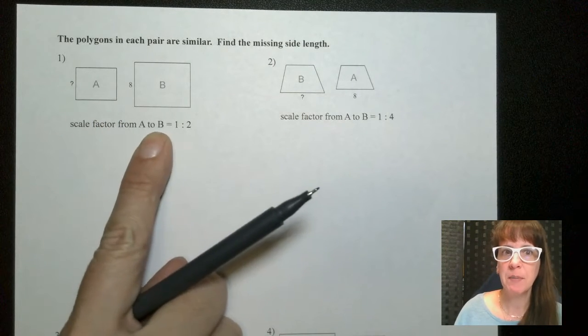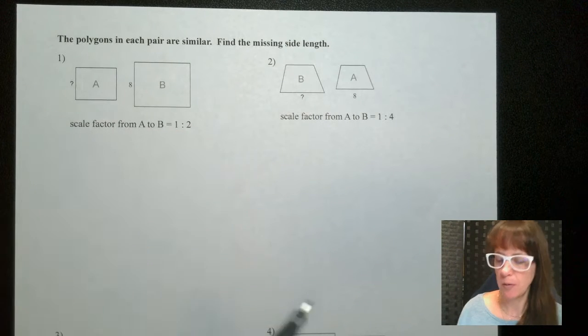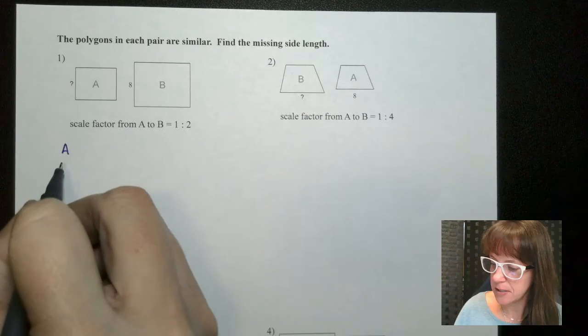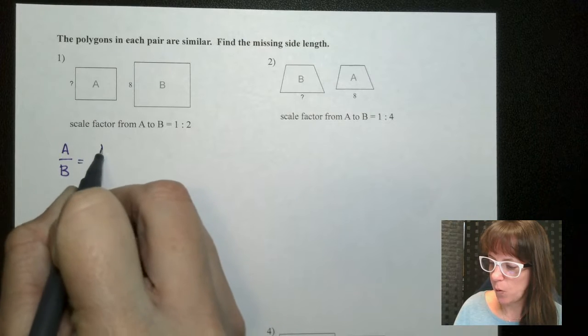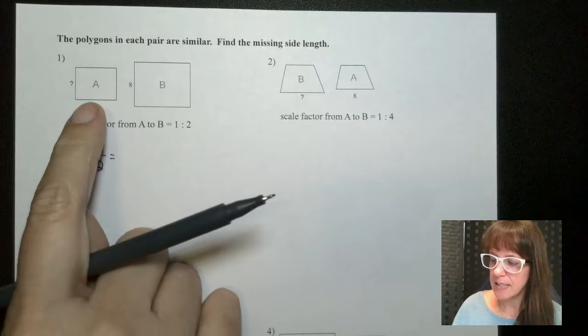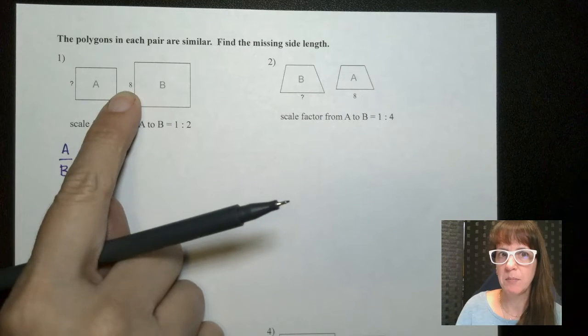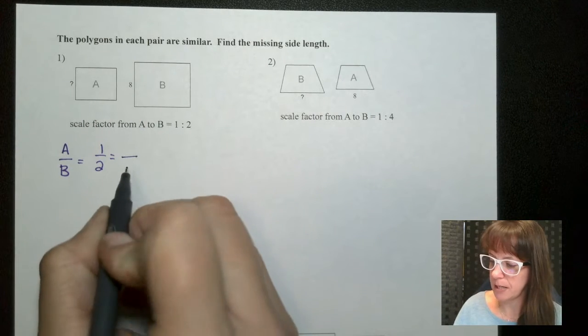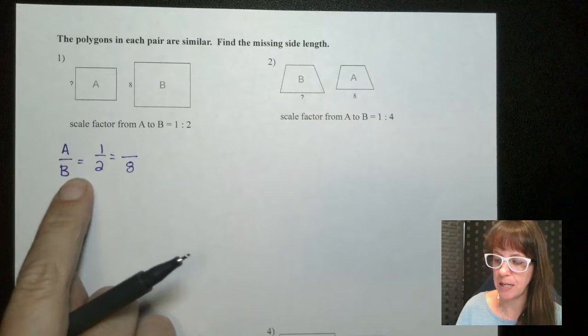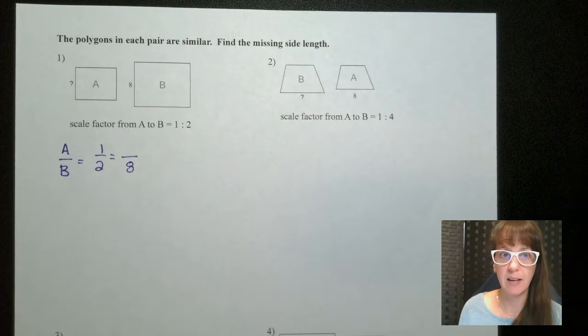The scale factor from A to B is 1 to 2. So A to B is 1 to 2. What does that mean for our sides? Well, we don't know what that side is, but we do know 8 on B. So I'm going to put it down here. Notice I'm keeping that all in line.